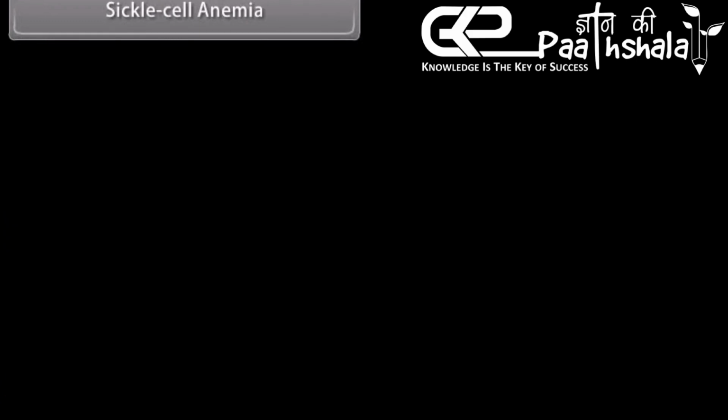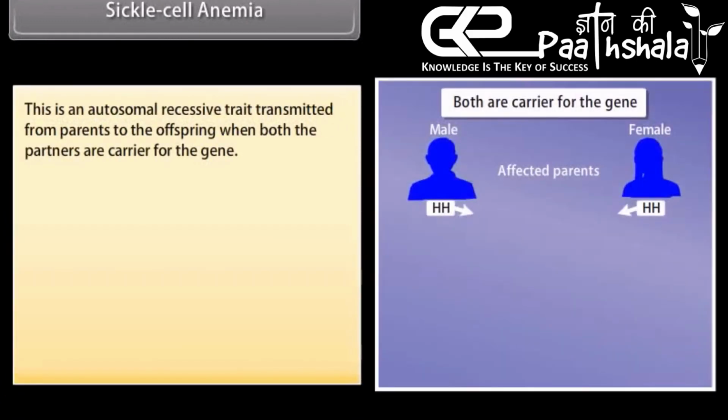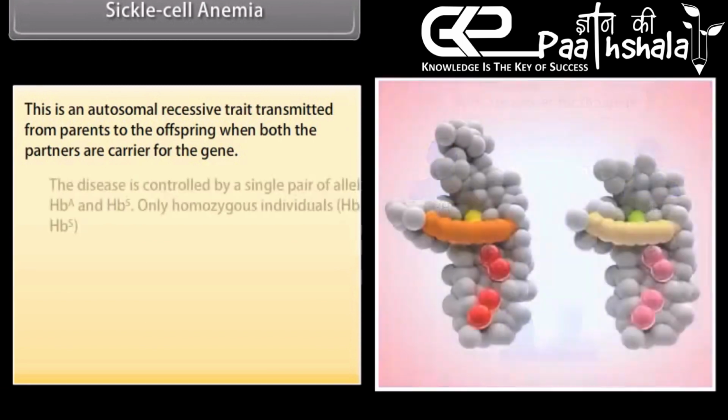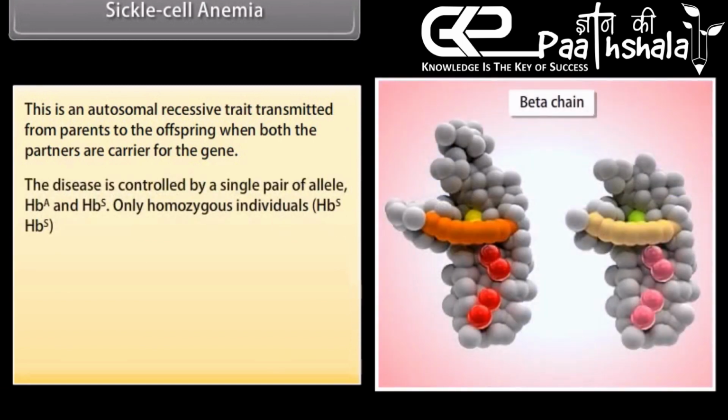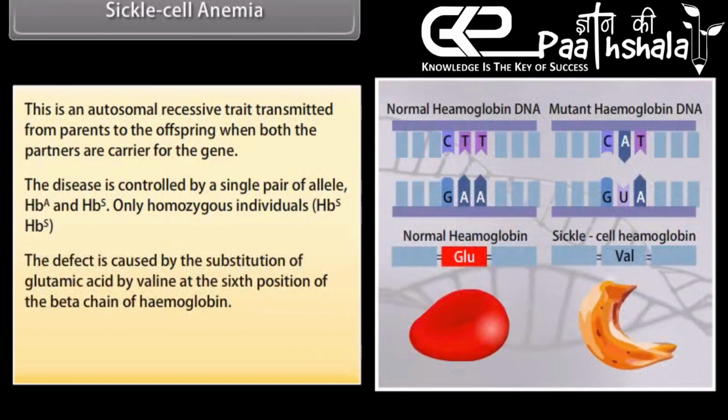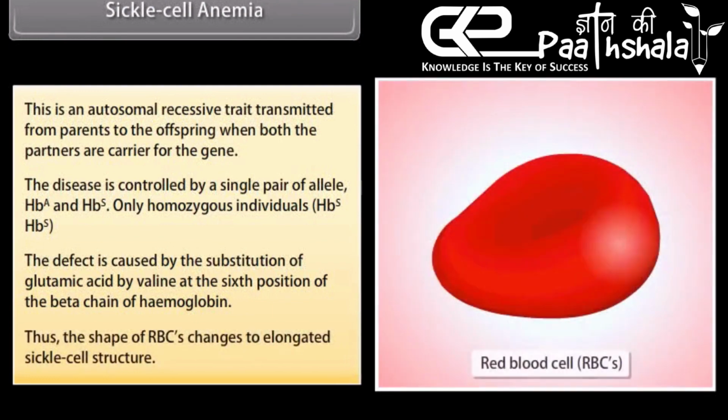Sickle cell anemia. This is an autosomal recessive trait transmitted from parents to the offspring when both the partners are carriers for the gene. The disease is controlled by a single pair of alleles, HBA and HBS, and only homozygous individuals, HBS HBS, are affected. The defect is caused by the substitution of glutamic acid by valine at the 6th position of the beta chain of hemoglobin. Thus, the shape of RBCs changes to an elongated sickle cell structure.